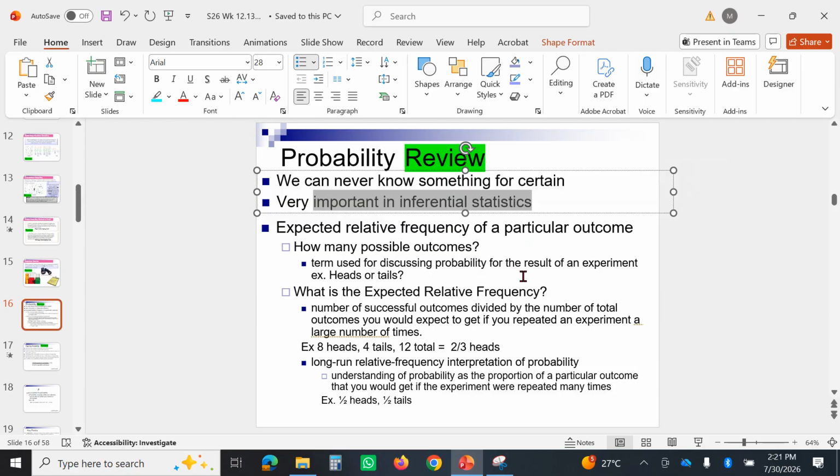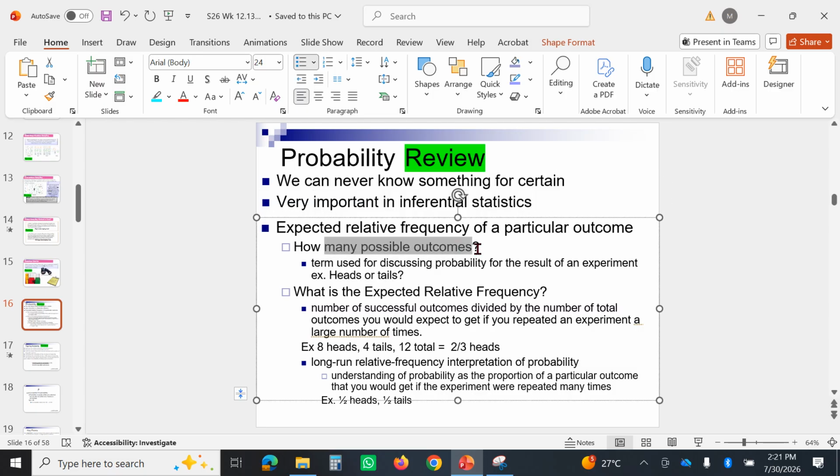Expected relative frequency of a particular outcome: how many possible outcomes are there? It's used for discussing probability for the result of an experiment. Heads or tails, how many outcomes? 2. A 6-sided dice, there's 1, 2, 3, 4, 5, 6. You roll the dice, how many outcomes? 6. What is the expected relative frequency?